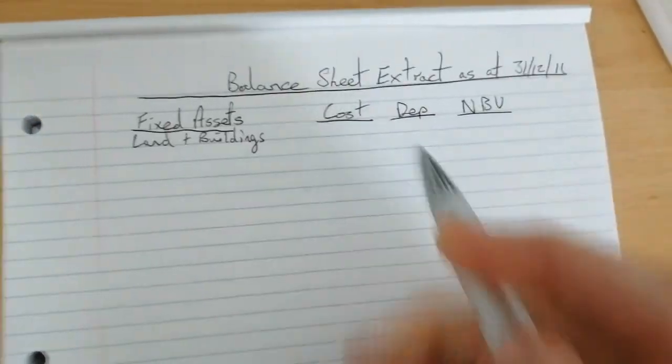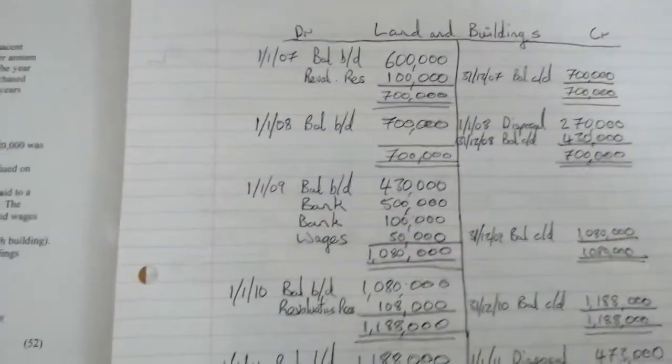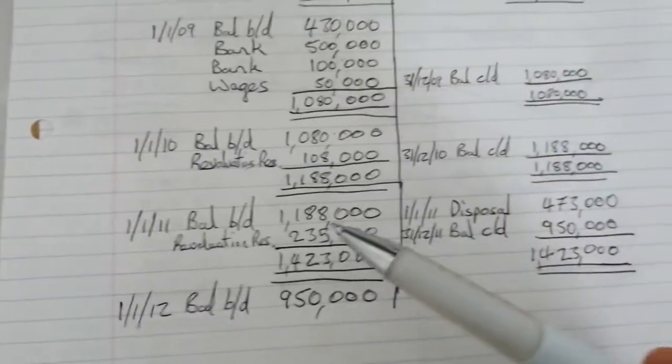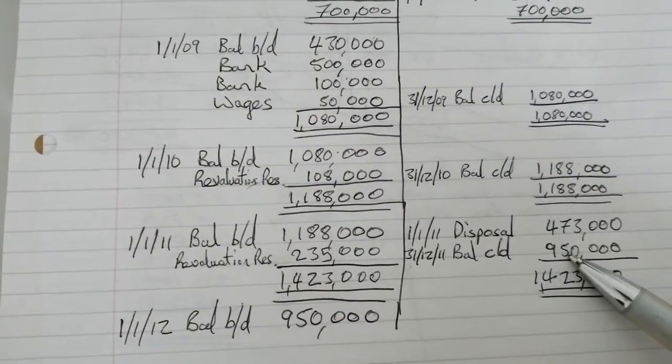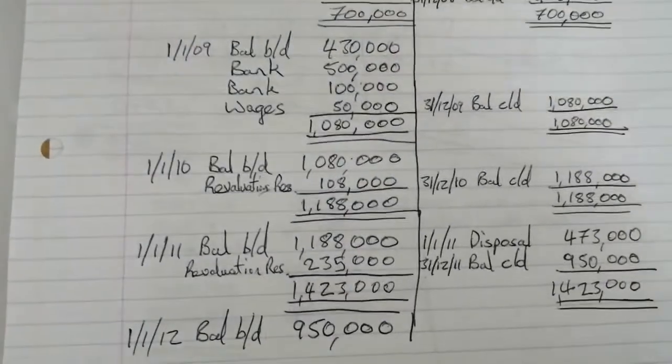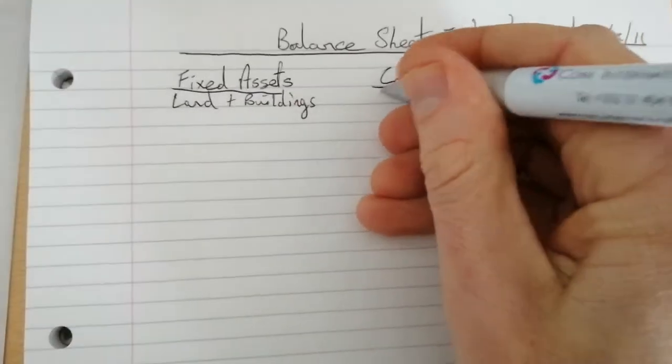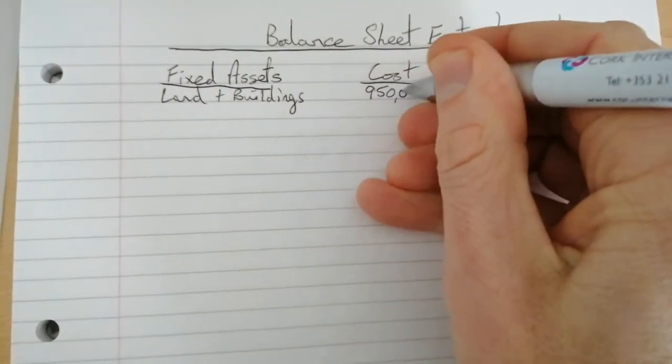well, if you want to know what the total cost is at the end of 2011, then you go to your ledger account for 2011 and you look at your balance. So the balance carried down at the end of 2011 is 950,000. So that's the amount that goes into your cost here, 950,000.